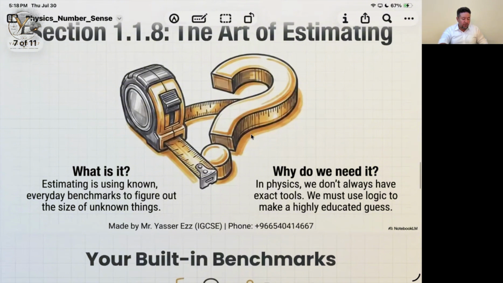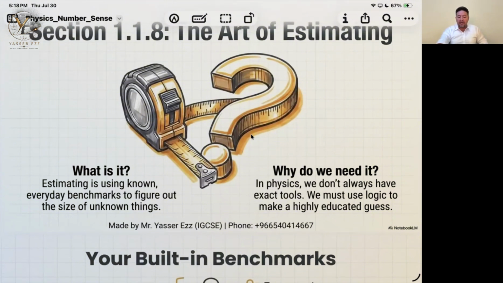Okay, now we are going to go to estimation. Sometimes we don't have the tools or the materials to make measurements, and it will be very difficult. For example, if the examiner asks about the length of the room you are in, or your room in your house, the dimensions, and you don't have the tools for measurement, you are going to make an estimation, and this estimation must be a reasonable estimation with physical sense.